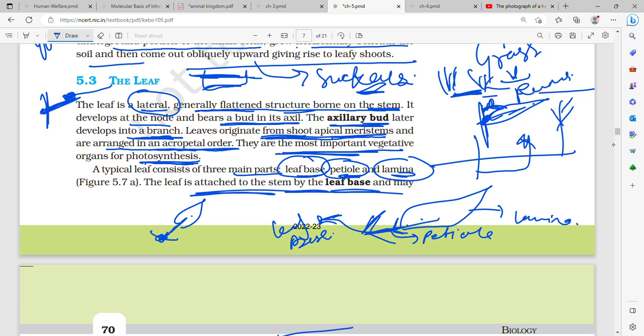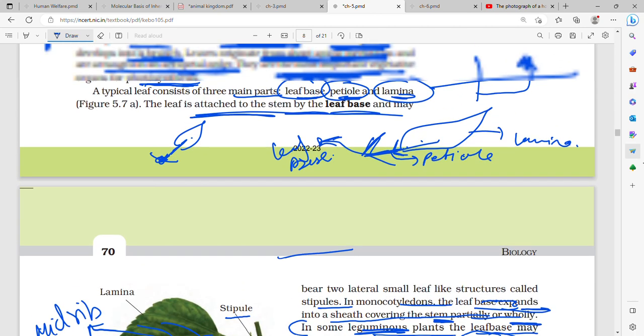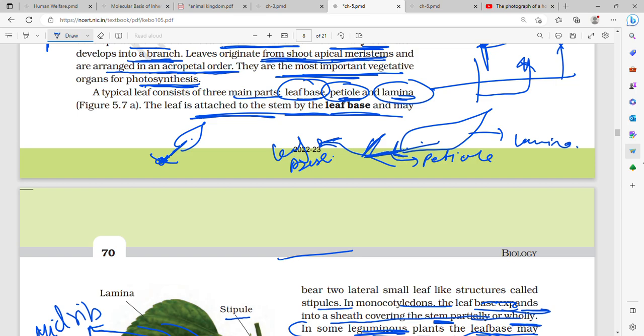So they are in acropetal order, and they originate from the shoot apical meristem. They are the most important vegetative organs for photosynthesis. That is, they make food. Then a typical leaf consists of three main parts. What are the three main parts?